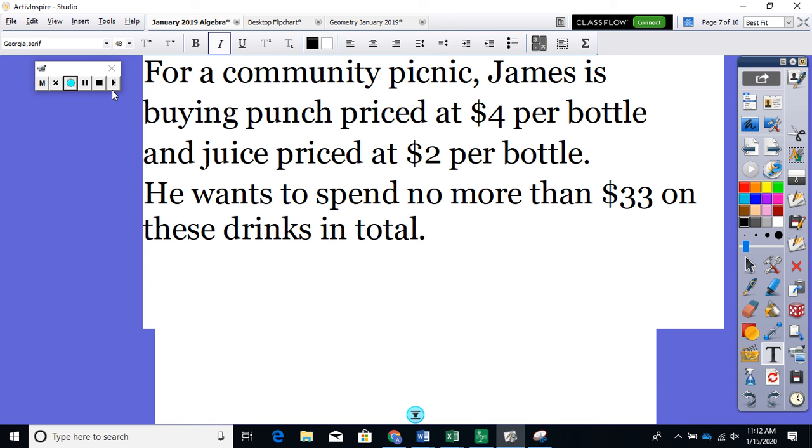Then, B, I'm going to have you pick what you think the key words are in this problem. That will help us determine the inequality. Once you're done, raise your hand. I'm going to call on all the B's and we'll see what y'all got.